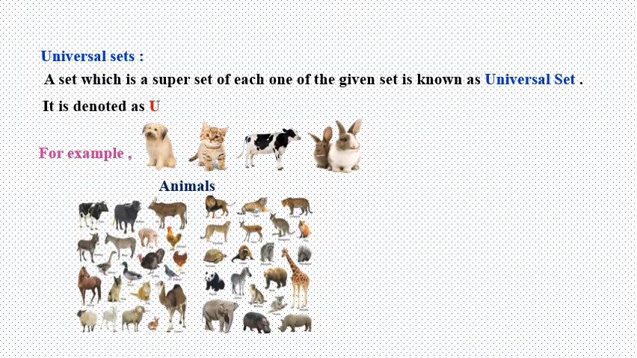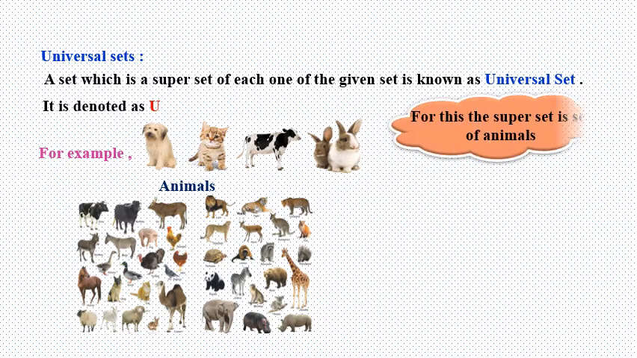Correct? First domestic and then all animals. Now dog belongs to this, cat belongs to this, cow, yes, rabbit also belongs to this. Correct? Yes. Now look at this. For this, the superset is the set of animals. For these animals, the superset is this one. Means these all belong to this one. That's why this set of all animals is called a superset and these four animals are a subset, you can say.